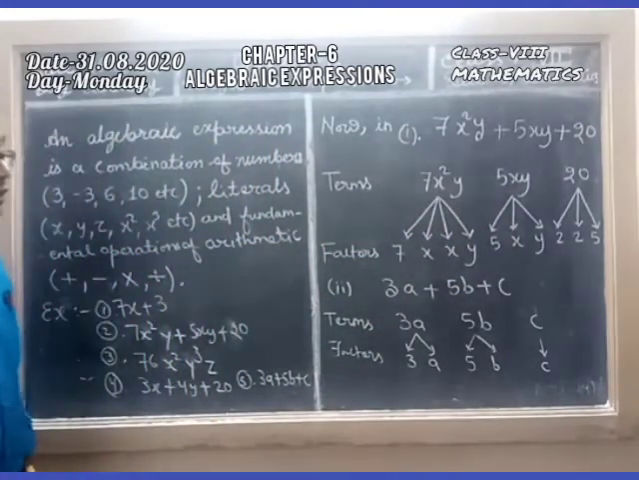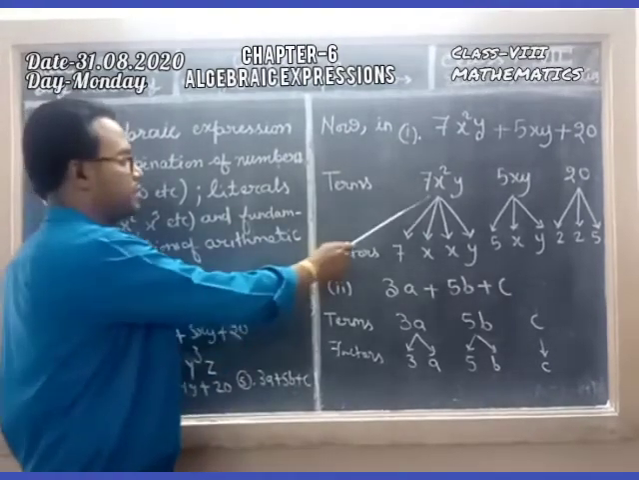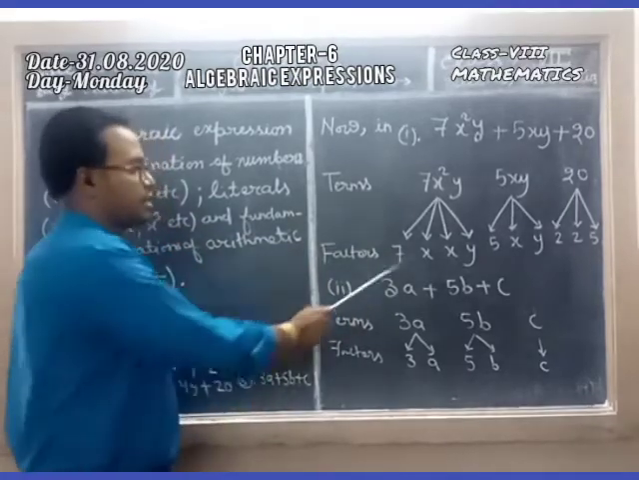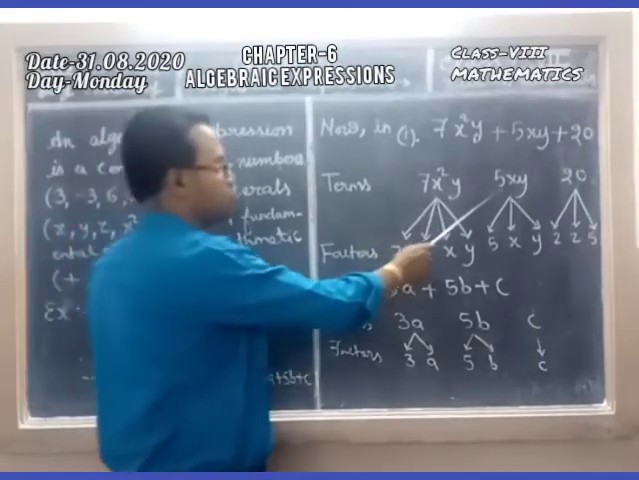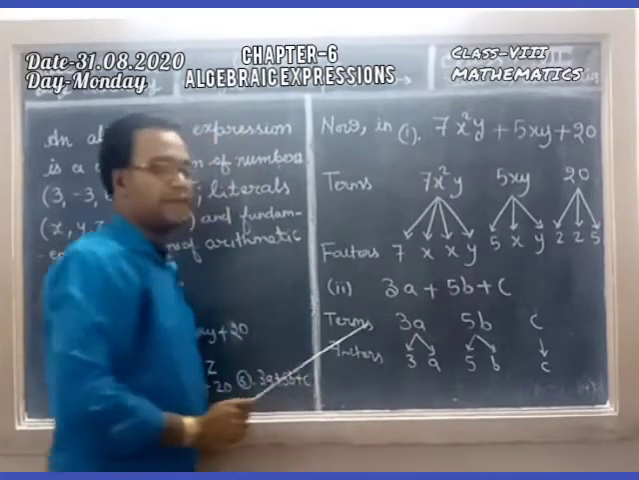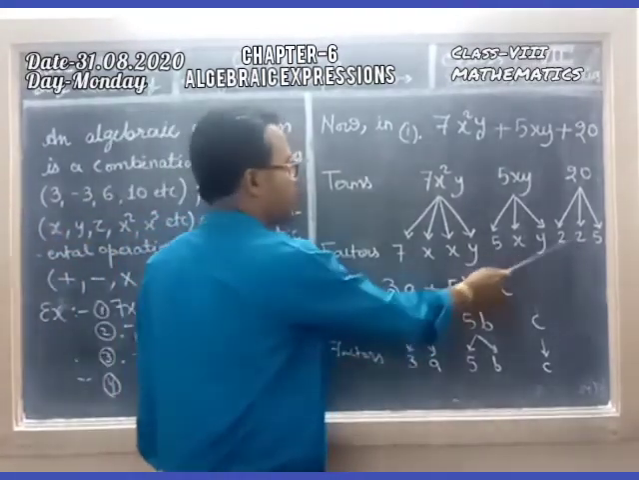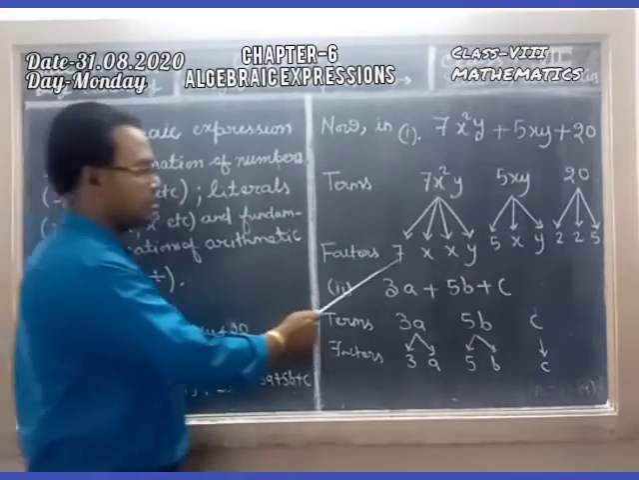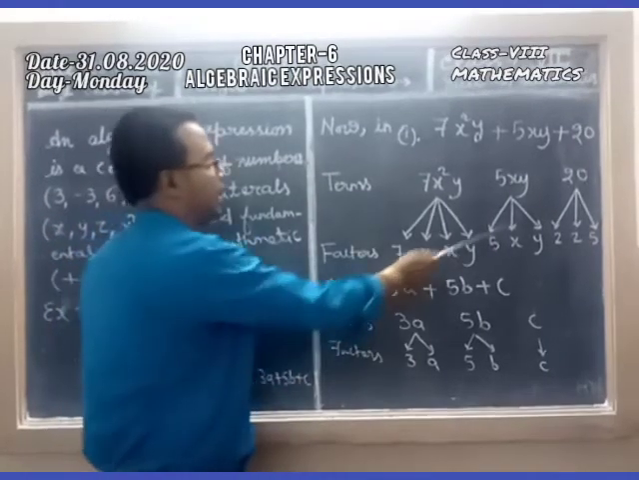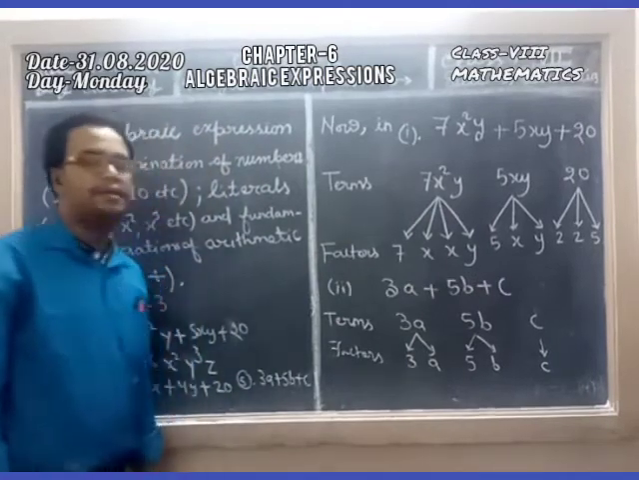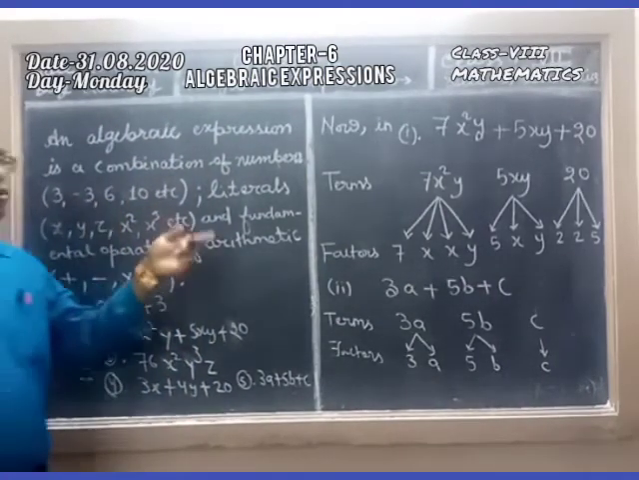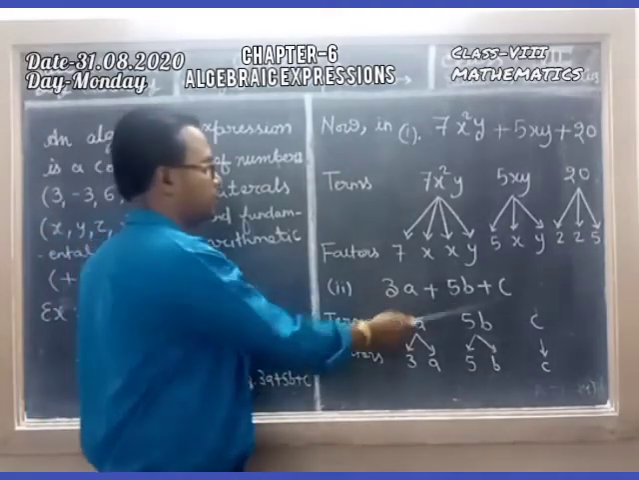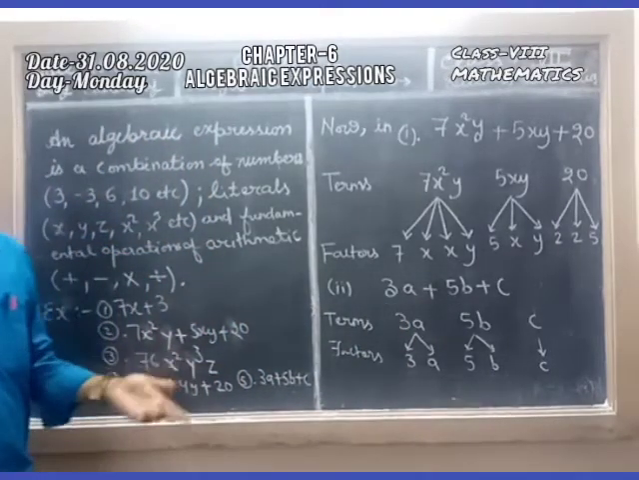Got it? Now factors. The factors are 7, x square means x into x, and y single. So these are factors. Again 5xy, so 5, x and y are factors. 20: 2 into 10, 4 into 5, so 2 to 5 are its factors. So students, this is a number, this is the literal part, and 20 is the constant term. There are three terms, so it is a trinomial. Another example, again three terms: first term, second term, third term. So it is also a trinomial.